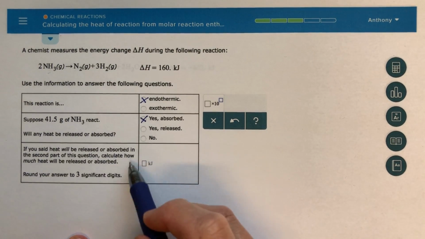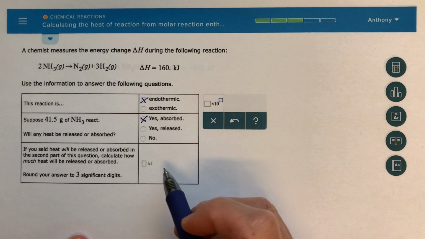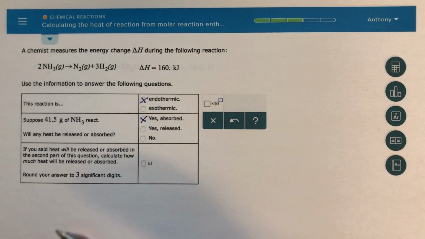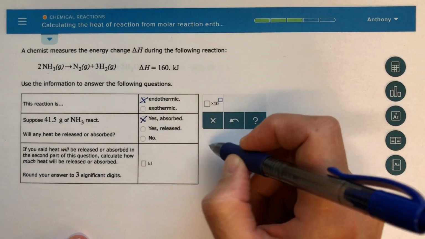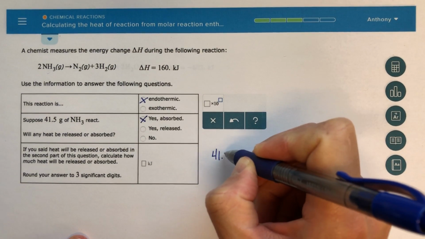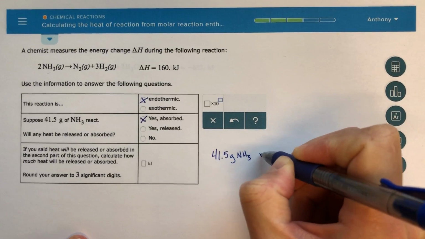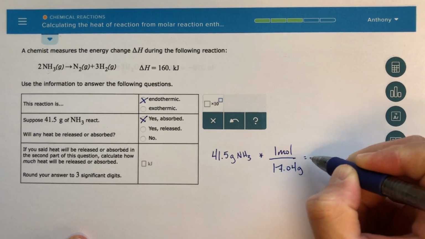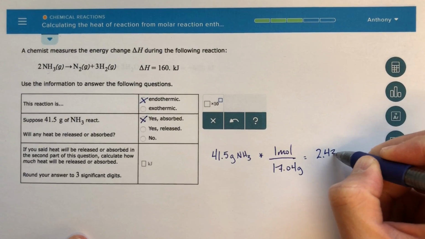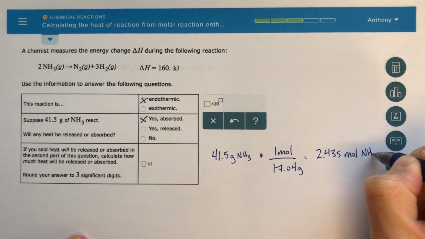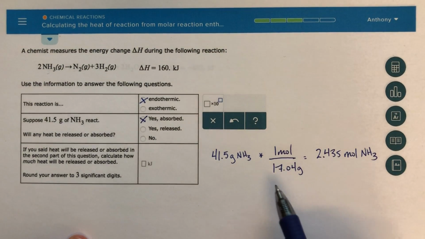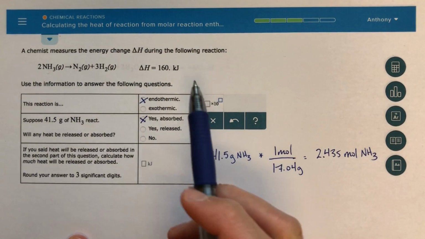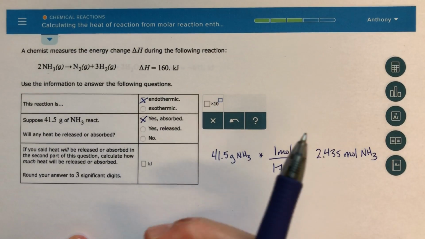So now we need to answer this last question. I think this is the hardest part of this problem. It says, if we do this reaction with 41.5 grams, how much energy will need to be absorbed to run this reaction? So the first thing we're going to do is convert into moles. So 41.5 grams of NH3 times 1 mole over 17.04 grams equals 2.435 moles of NH3. So just a quick grams to moles conversion. And the reason that I want to do that is because these coefficients and this enthalpy change are based off of the number of moles. It's 160 kilojoules for every 2 moles. So I'm going to use that as a conversion factor.